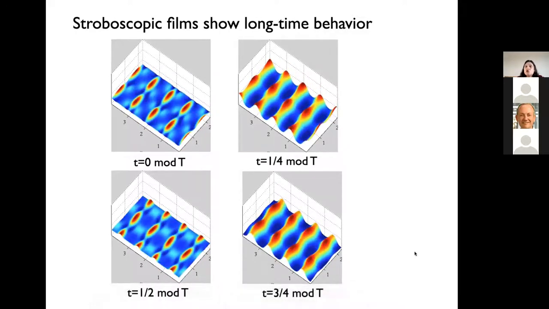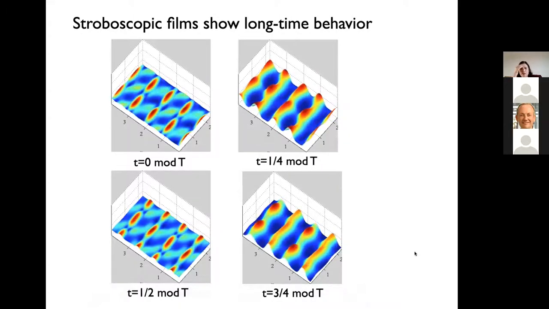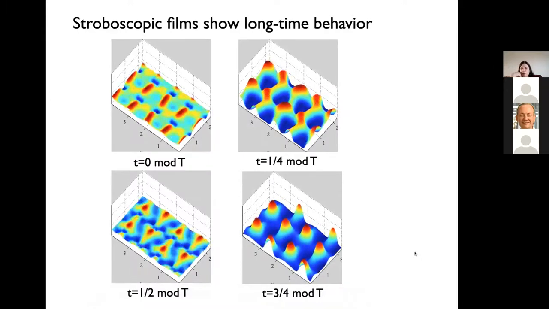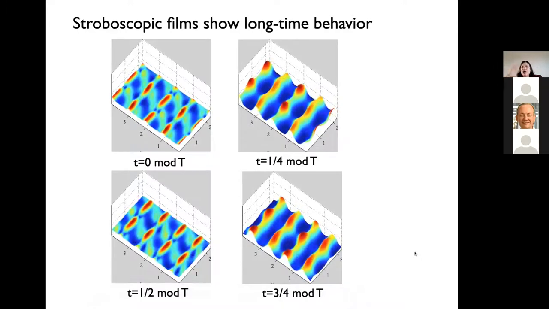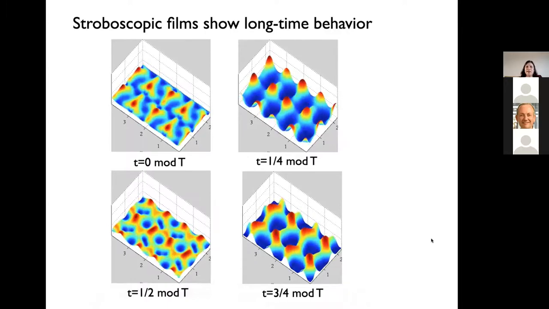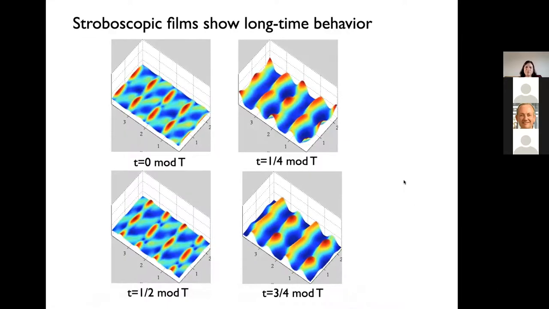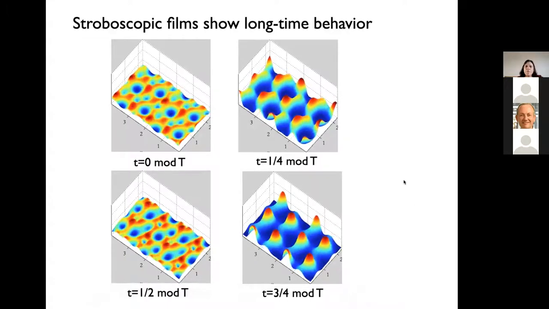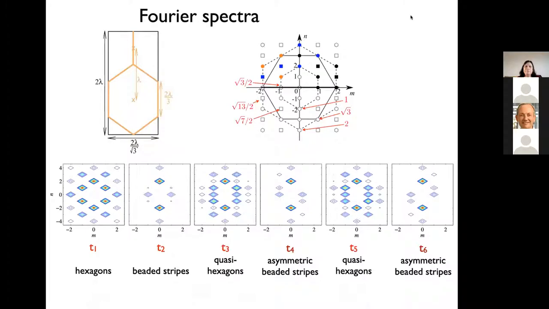So that's strobed at different phases. This is the zero phase, one quarter, one half, and then you can see the overall motion instead of being distracted by the Faraday oscillation. Okay, so I won't say that we know why this happens, but we know a lot about it.